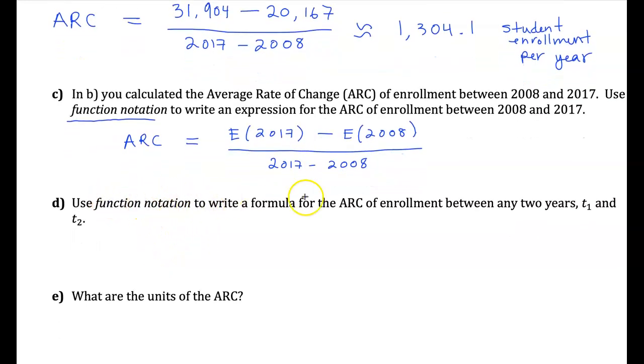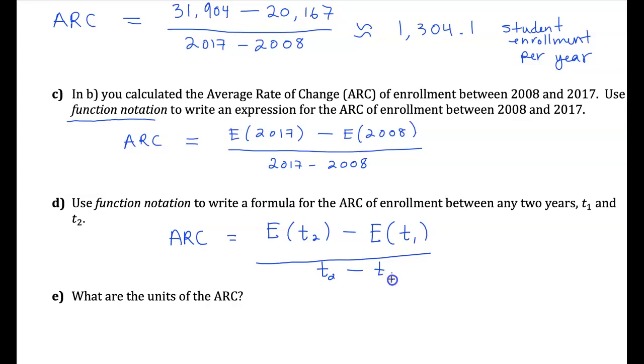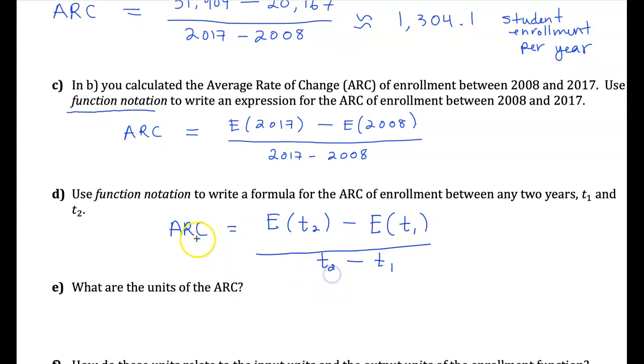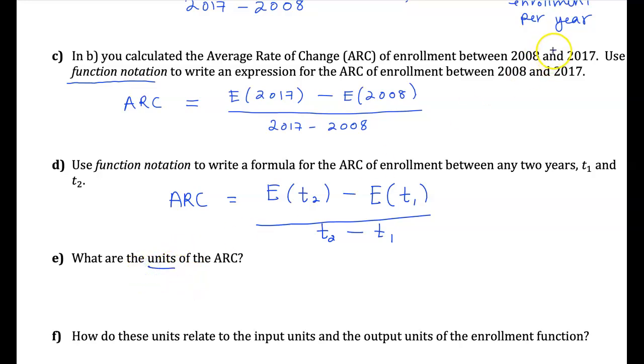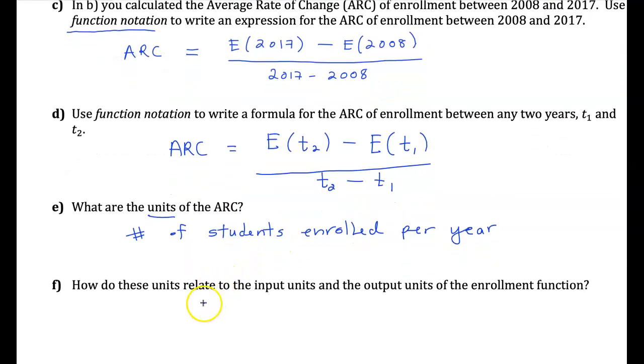Generally, if we use this function notation to write the average rate of change of enrollment between any two arbitrary years, T1 and T2, then the average rate of change is going to look like E of T2 minus E of T1 divided by T2 minus T1. And the units I sort of mentioned up here already. It would be the number of students enrolled per year, or students per year enrolled.